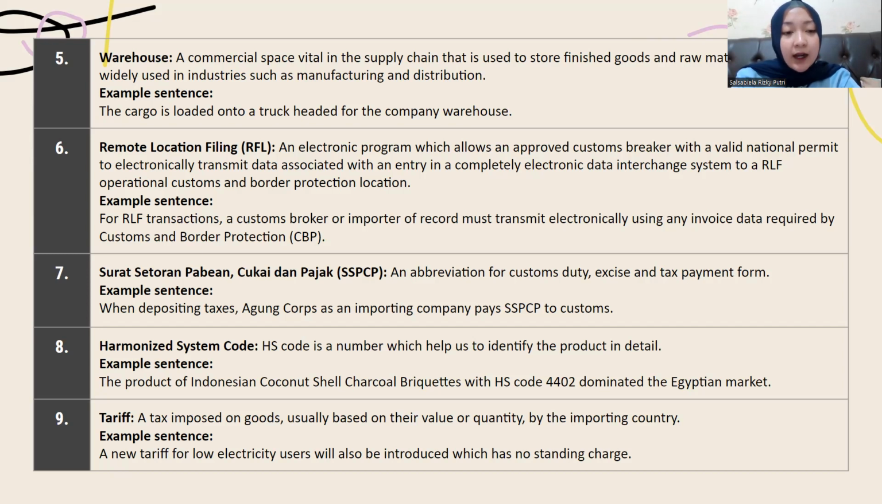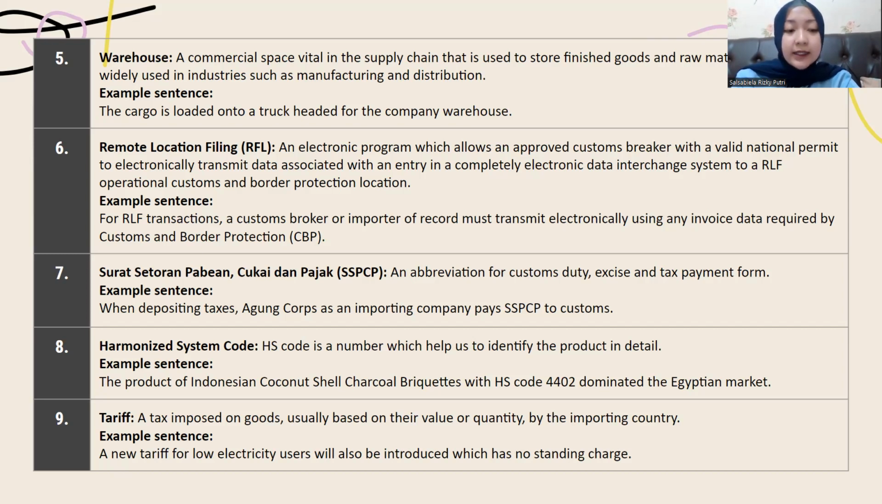Number 8, Harmonized System Code, or HS code. HS code is a number which helps us to identify the product in detail. Besides that, it also provides accurate data related to import duties like VAT or value-added tax, income tax, and other tax calculation. The example sentence is, "The product of Indonesian coconut shell charcoal briquettes with HS code 4402 dominated the Egyptian market."